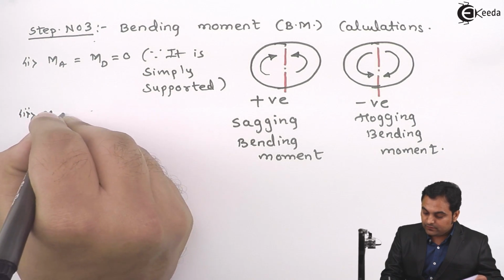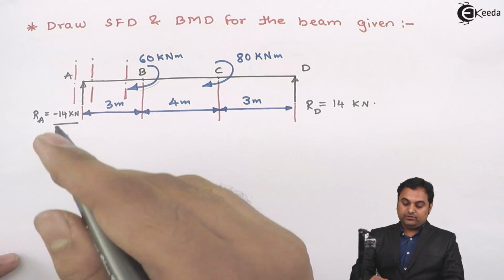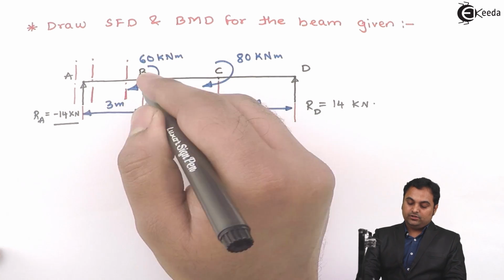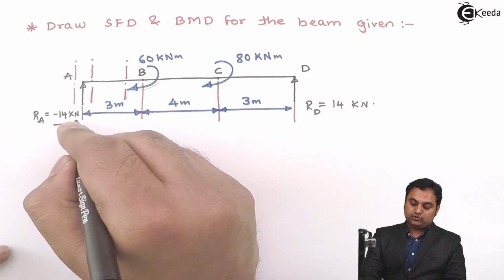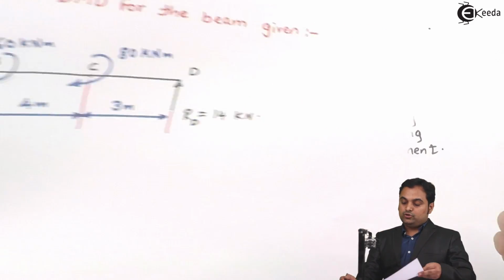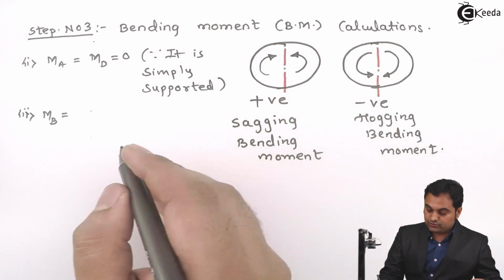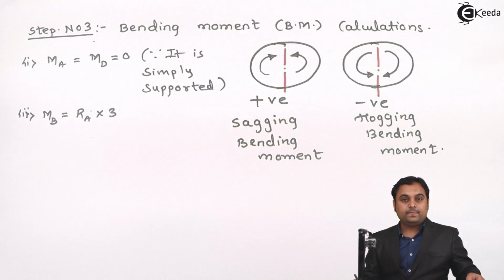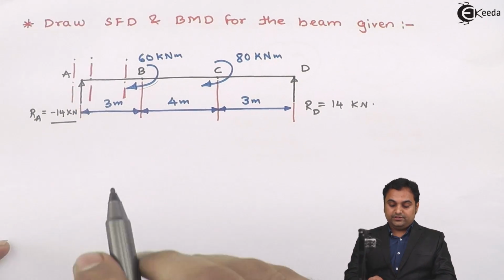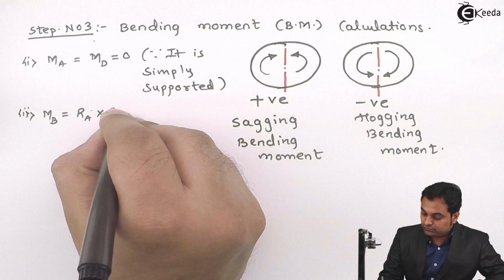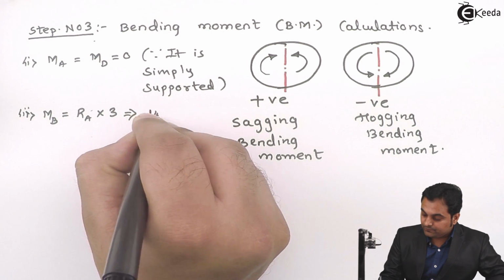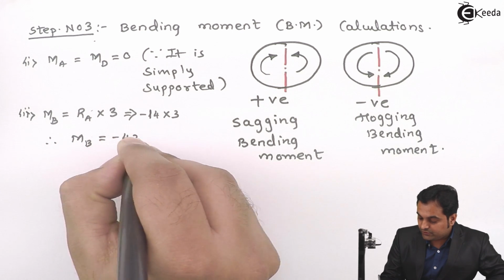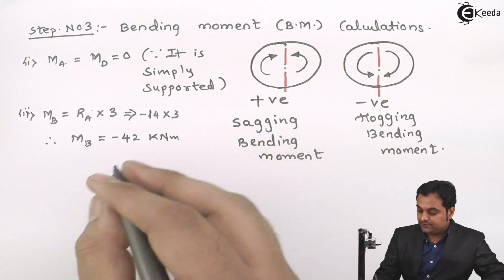So moment at B will be equal to, now this moment produced at B, because of RA, is in clockwise direction. So to the left clockwise is positive. So here we have RA into 3. Then there are no other forces here. So RA is minus 14 into 3. So moment at B comes out to be minus 42 kilonewton meter.